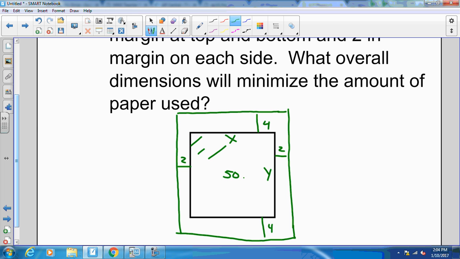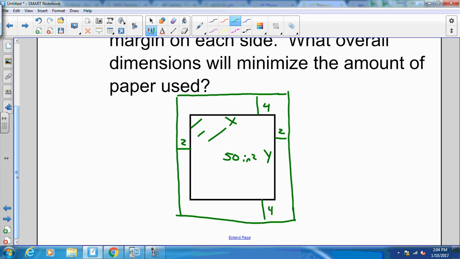And what I also know is that the area on the inside is 50 square inches. And so what we want to do is to minimize the amount of paper used. In other words, we want a minimum of what function? Well, x times y does equal 50. That's a good point. But that's not the minimum that I'm trying to find. Yes, in other words, area. I'm trying to minimize the total area of the whole thing.